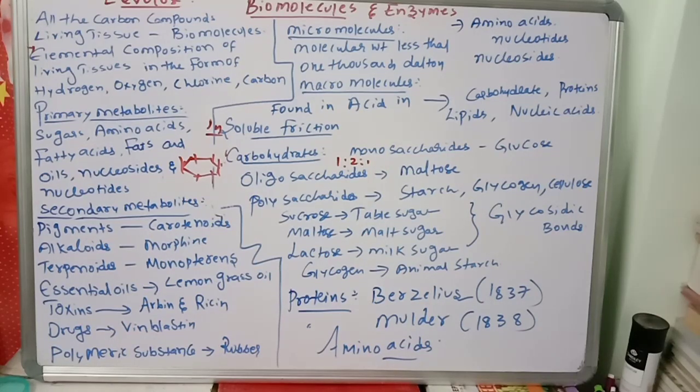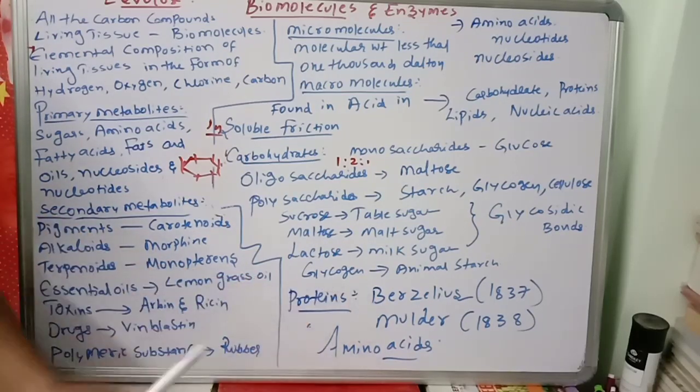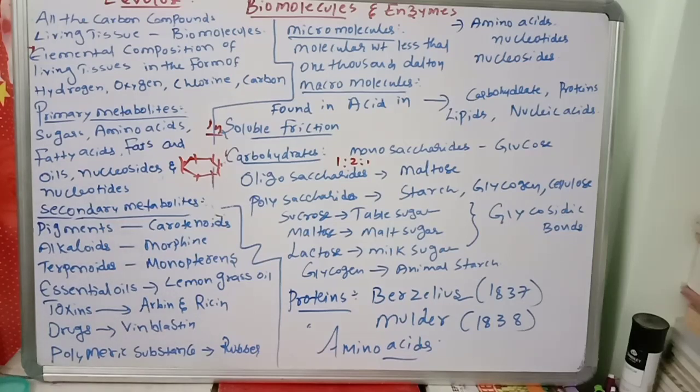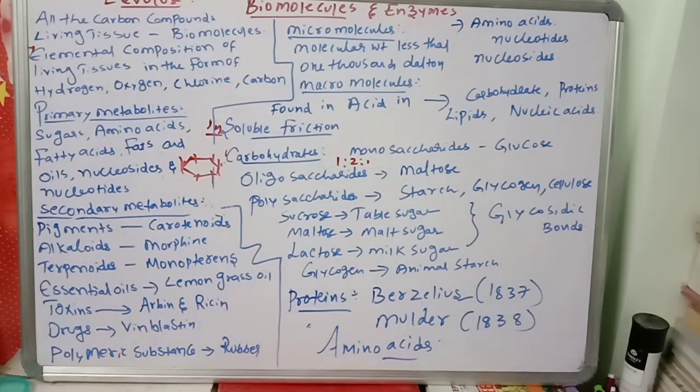So next, another important macromolecule. What are those? Proteins. Proteins, you know, they are chains of amino acids. The term protein was first coined by Berzelius. Who coined the protein? Berzelius in 1837, and Mulder in 1838. The two together produced the term protein. Protein we are hearing daily, right? So who gave that protein term? The scientists Berzelius in 1837 and Mulder in 1838.